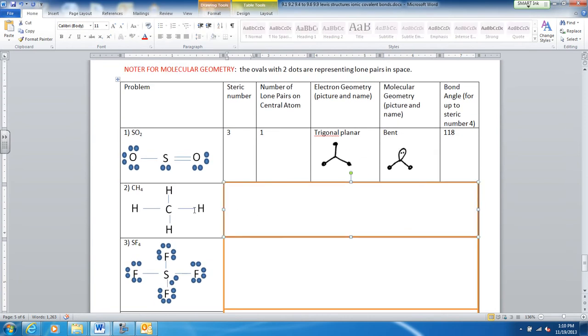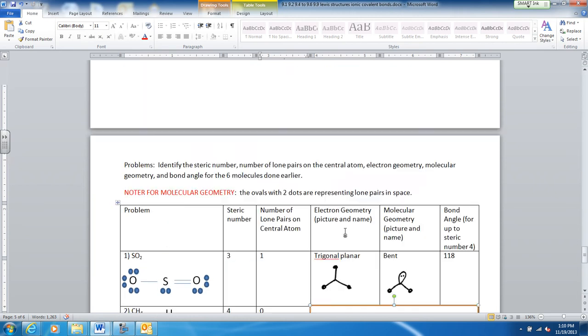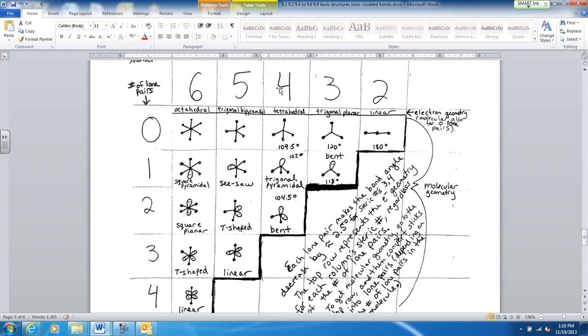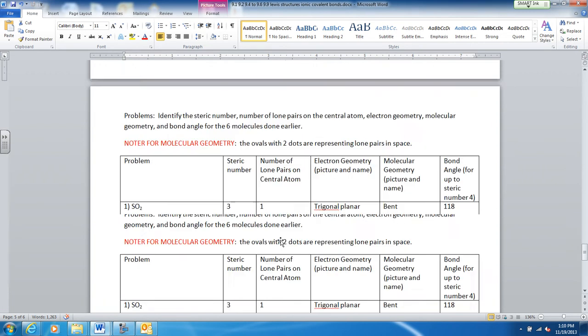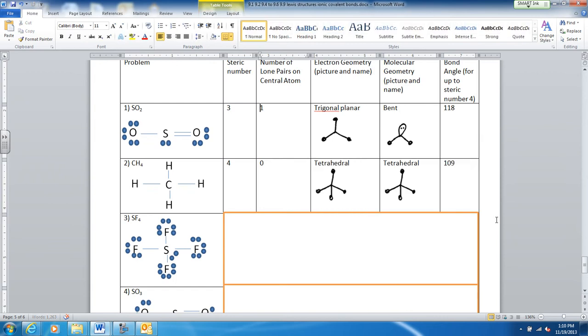Okay, CH4, steric number, bonded atoms. 1, 2, 3, 4 atoms are bonded to the carbon. So steric number 4, and there are 0 lone pairs on the carbon. Electron geometry, we just go to our chart. Steric number 4, remember this top row is your steric number. So the electron geometry is tetrahedral, and there were no lone pairs, so our electron and molecular geometry will both be tetrahedral. And here's our bond angle right there. So that gives you all the information.